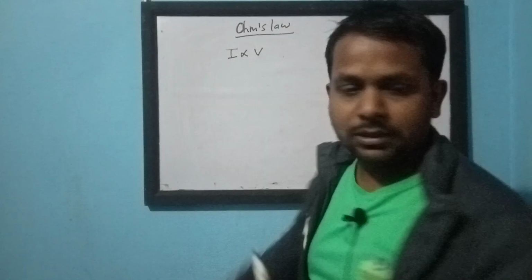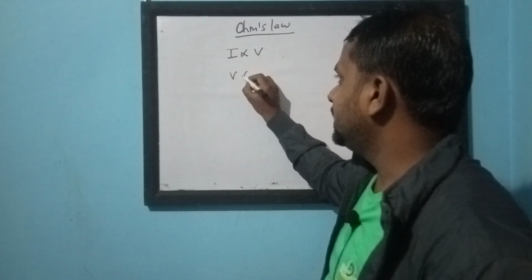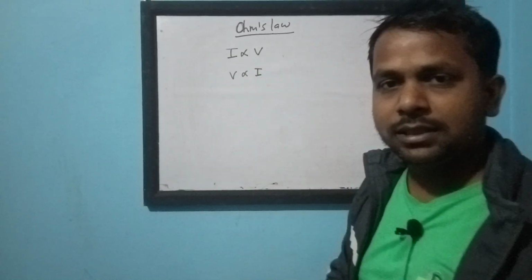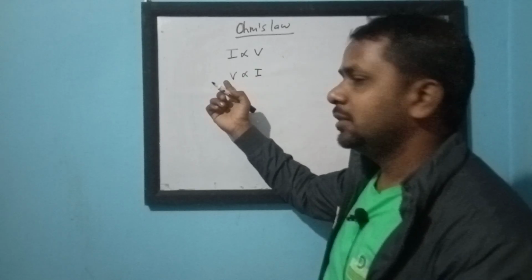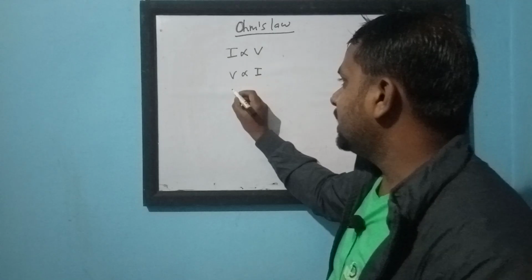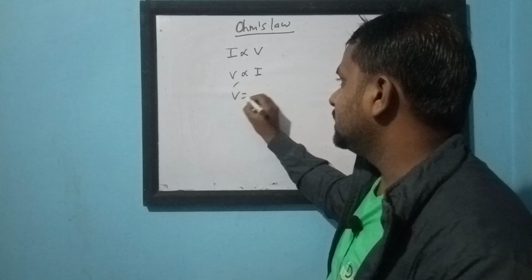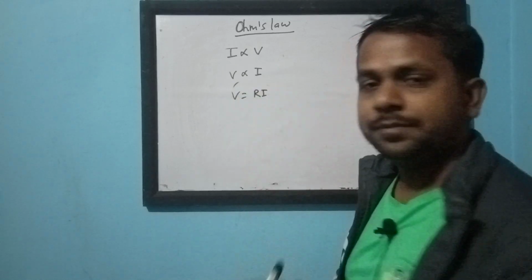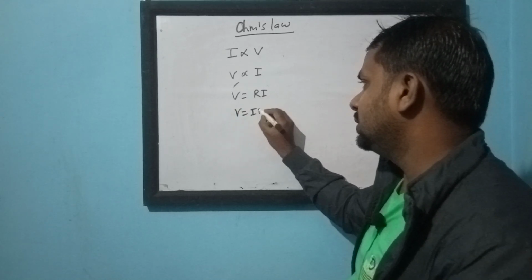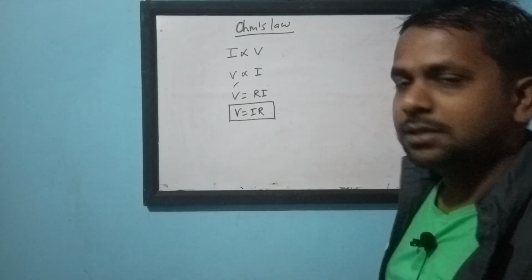From this Ohm's law, we can write V proportional to I. If V is increasing, I will increase. If I is increasing, V definitely has increased. If we remove this proportional sign, then V is equal to R I, and this can also be written like this: V = IR. This is one formula that we derive from Ohm's law.